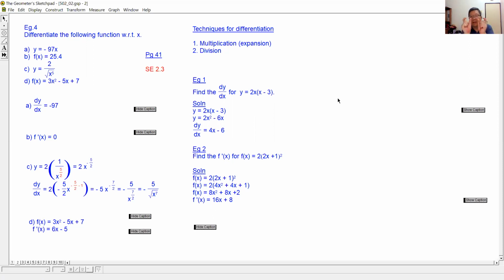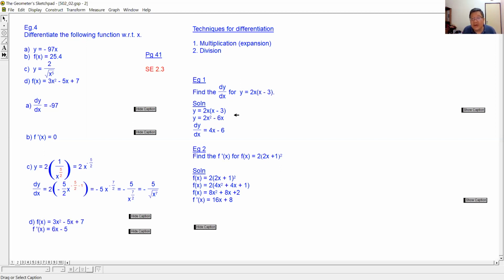Now this is multiplication, not like this one with subtraction and addition. For subtraction and addition, you can differentiate one by one. Here, because of the multiplication, the bracket there, you cannot differentiate one by one. If you differentiate one by one, everything will be wrong. So what to do? I have to expand. I multiply out: 2x multiplied by x is 2x squared, 2x multiplied by negative 3 is negative 6x. So I expand. Once I expand, I see that they are one by one like that.